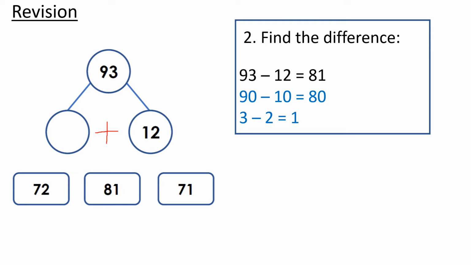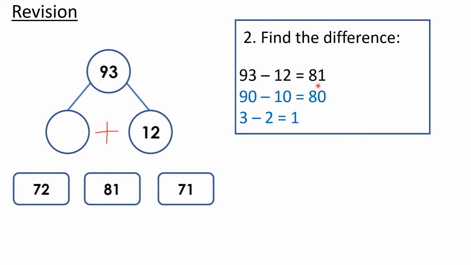Now you might notice that the numbers this time are a bit larger, and the whole number we're making is 93, which is a large number, and it's going to be a little bit quicker for me and easier for me to find the difference between 93 and 12 rather than counting on all the way from 12 up to 93. So to find the difference, my number sentence says 93 subtract 12, which equals 81.